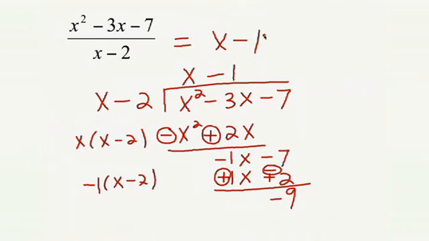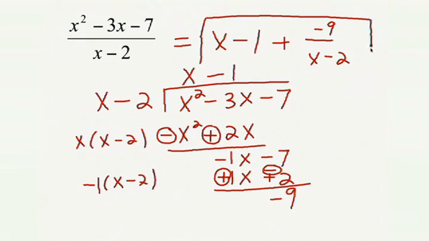And I write the remainder as a fraction the same way I would if I were doing long division with numbers. So I add the remainder, negative 9, divided by x minus 2. And so this is the final answer. It's worth mentioning you could also write this just as x minus 1 minus 9 over x minus 2. It's actually acceptable either way.